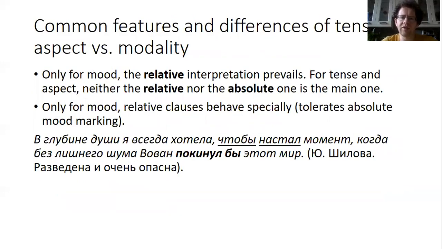Let's now underline common features and differences of tense versus aspect versus modality, relative and absolute interpretation. First, only for mood, the relative interpretation prevails over the absolute interpretation. For tense and aspect, neither the relative nor the absolute interpretation is the main one. Each of them is simply used in its own range of contexts and its own conditions. Then only for mood, relative clauses behave in a special way. Relative clauses tolerate absolute mood marking more than other types of embedded clauses.